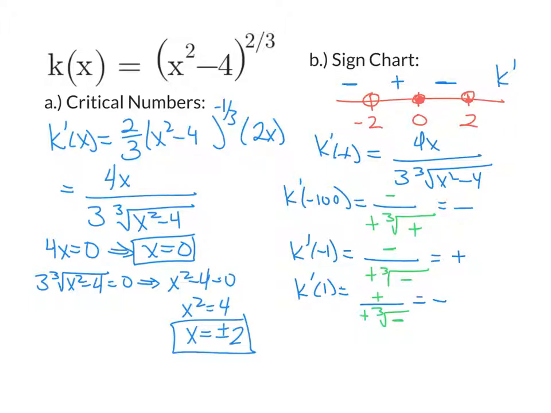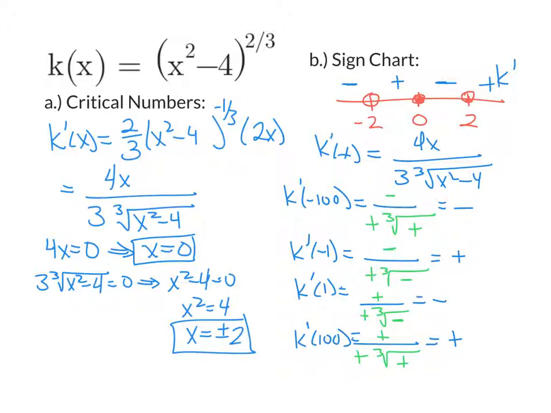After 2, I could pick any number I want, like 100. And 4 times 100 is a positive number. 3 is positive. And then 100 squared minus 4 is going to be positive as well. That means that this derivative will be positive. Great. Now, looking at our sign chart, we can identify where all of the relative maximums and minimums are.